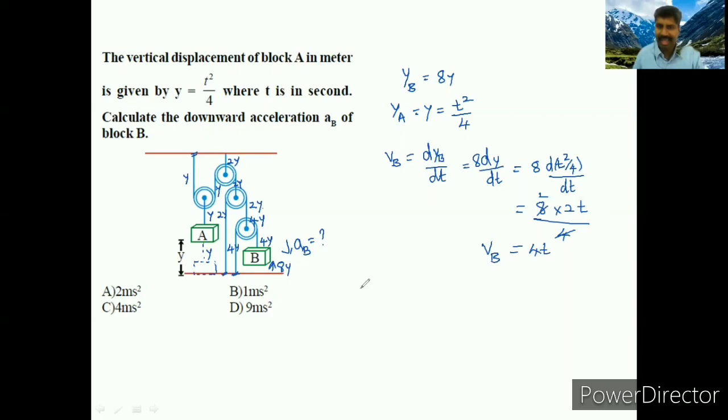So we need to calculate acceleration. Acceleration is equal to what? Rate of change of velocity, d vB by dt. So d by dt of, what is the velocity here? 4t. So what value can we get here? 4 meter per second square is the acceleration of block B. So option C is the correct one. Next problem we will see.